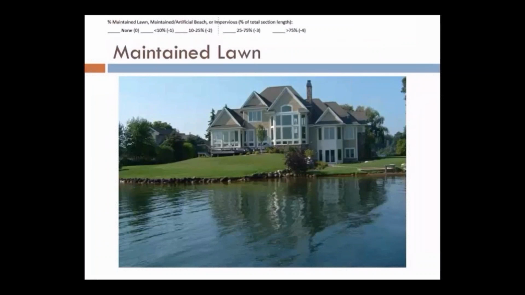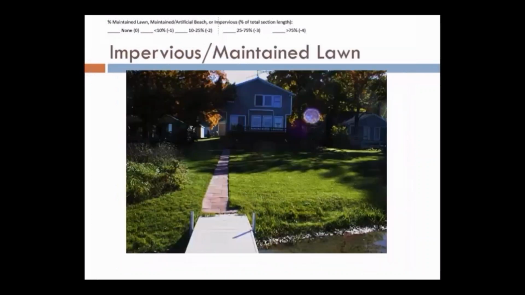Now, let's head back out further from shore, like 100 yards out, for our final pass. You'll now assess the riparian zone, that land near the shore, and erosion control practices. Maintained lawn refers to turf grass or other vegetation that is regularly mowed for use or appearance as lawn. In this example, we see maintained lawn as well as a small impervious walkway. Remember, impervious means water cannot penetrate. For this assessment, you will judge the percentage of the section length that is lawn, artificial beach, and impervious all together.